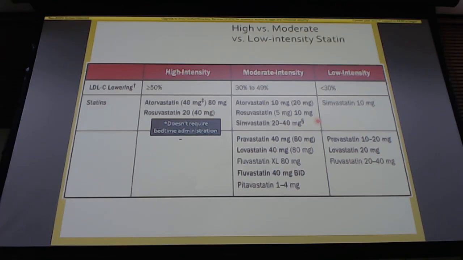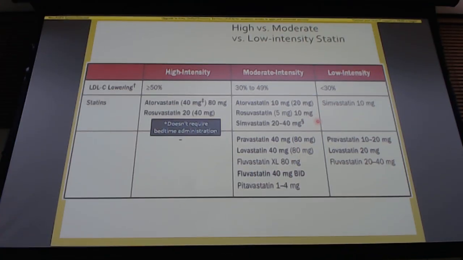I guess I can help you out a little bit. If I'm looking at moderate intensity, I will pick atorvastatin or rosuvastatin. Just remember those two doses. And look at pitavastatin, and we'll talk about why you may need to know about pitavastatin. Okay, so atorvastatin, rosuvastatin, and pitavastatin. All right, for your moderate. Just remember those three.